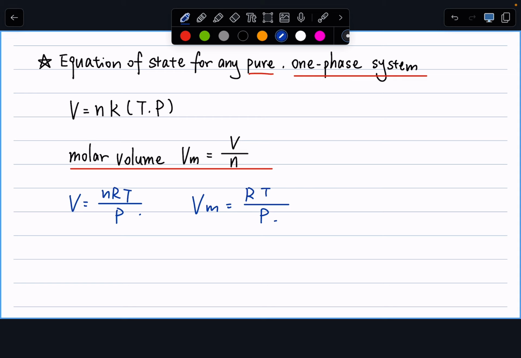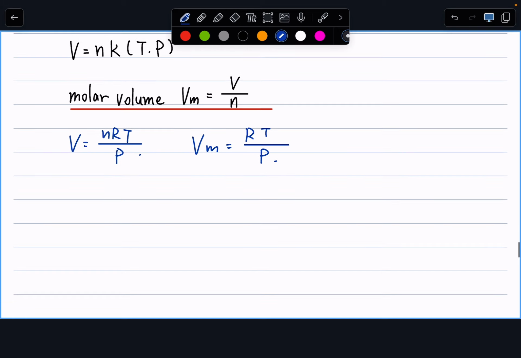This is the definition of molar volume, and it's pretty useful because typically we don't care about the size of the system. We're just talking about the equation of state without changing the number of moles. So that's the ideal gas law, but there are different kinds of equations of state. The ideal gas is only one of the systems we care about. We can also have, for example, the Van der Waals equation of state.